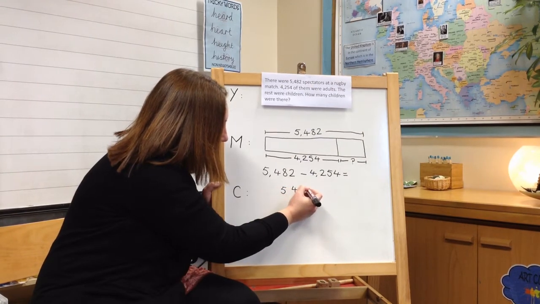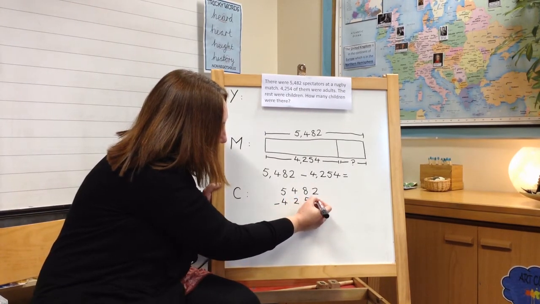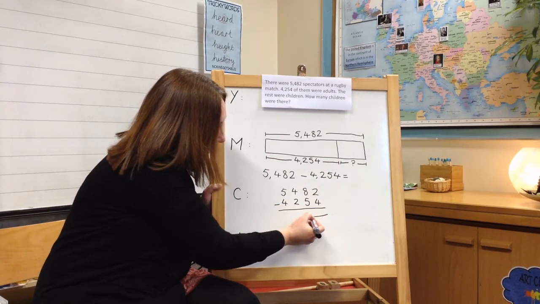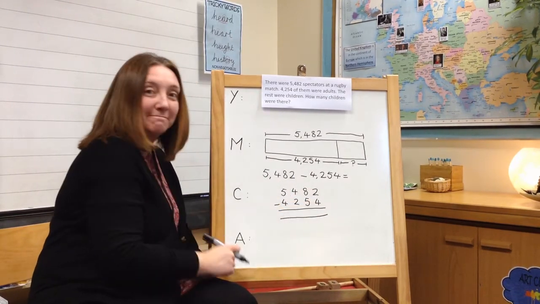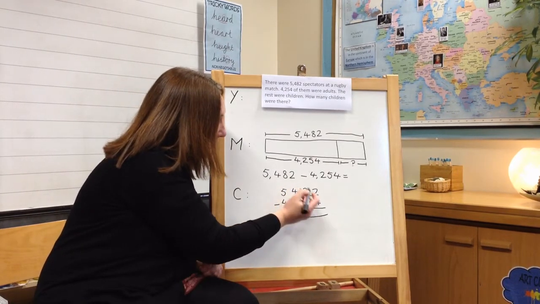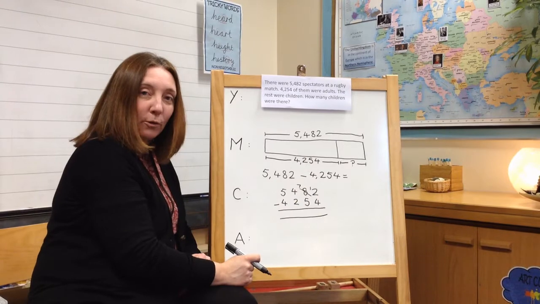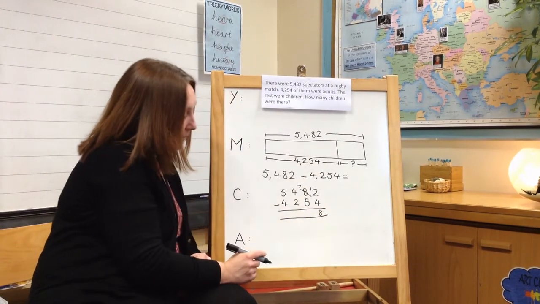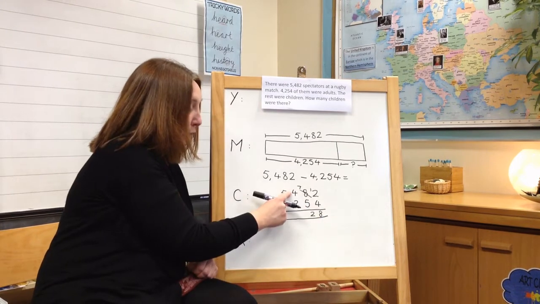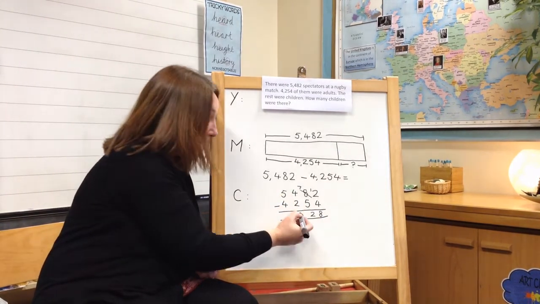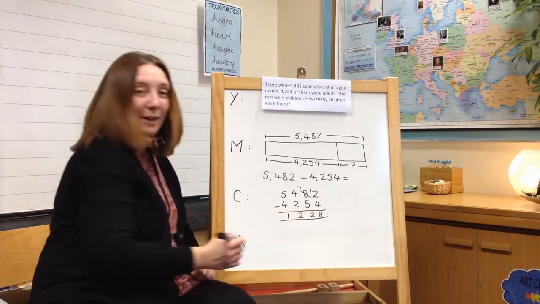So we need to lay it out in columns. We're subtracting. Make sure all of your digits go under the right number. And always remember to start with our ones. 2 subtract 4. We can't do it. So let's exchange 10 tens, 1 ten for 10 ones. 12 subtract 4. We can do that. That's 8 ones. 7 tens subtract 5 tens. That's 2 tens. 400 subtract 200. That's 200. And 5,000 subtract 4,000. That's 1,000.